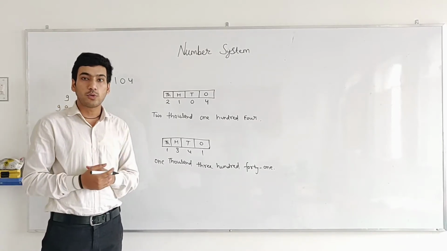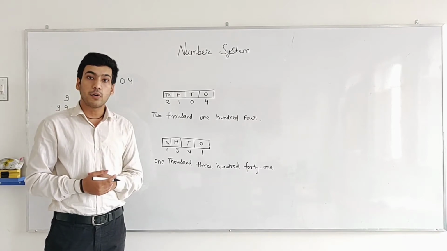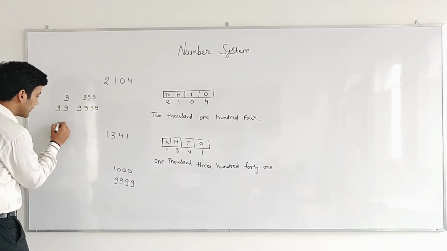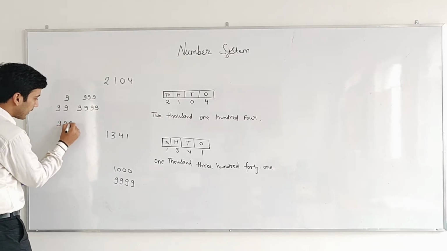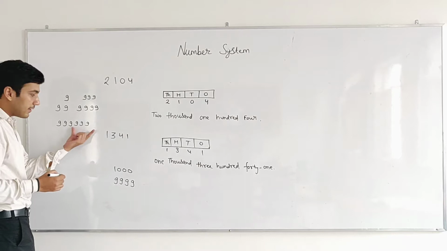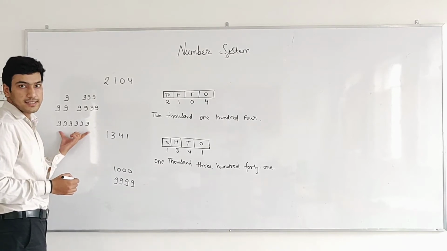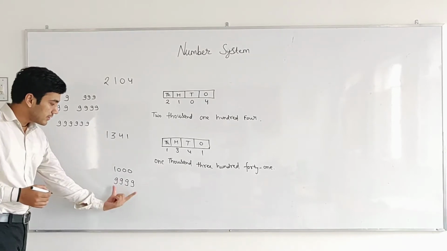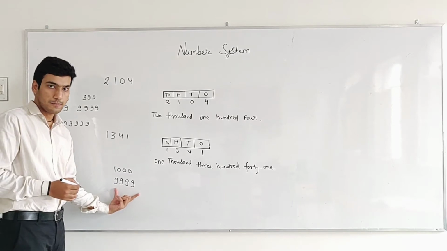Like if I want to find the greatest number of 6 digits, then what is the greatest number? 9, 9, 9, 9, 9, 9. There are 6 digits, and this is the greatest 6-digit number. Okay students, so this is your greatest 4-digit number.